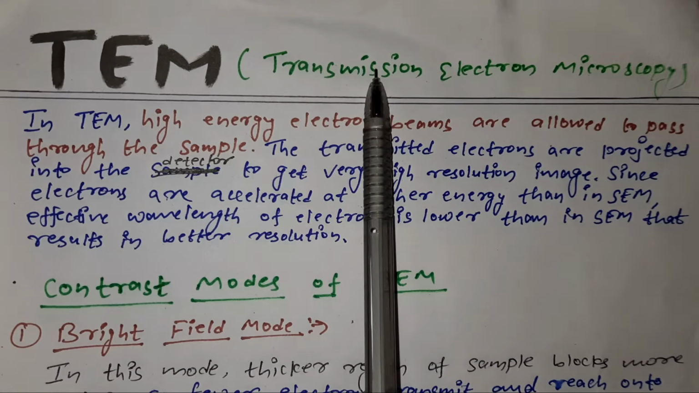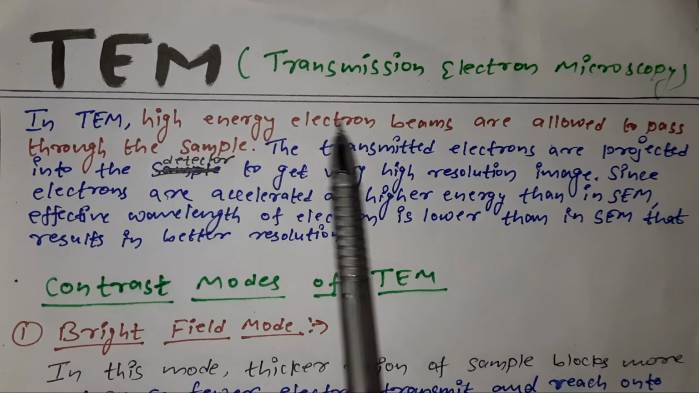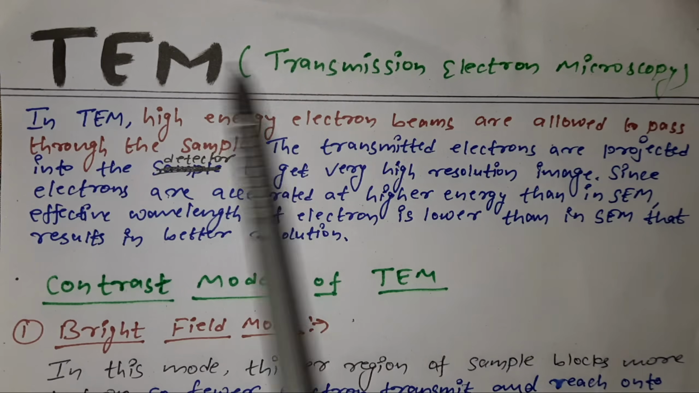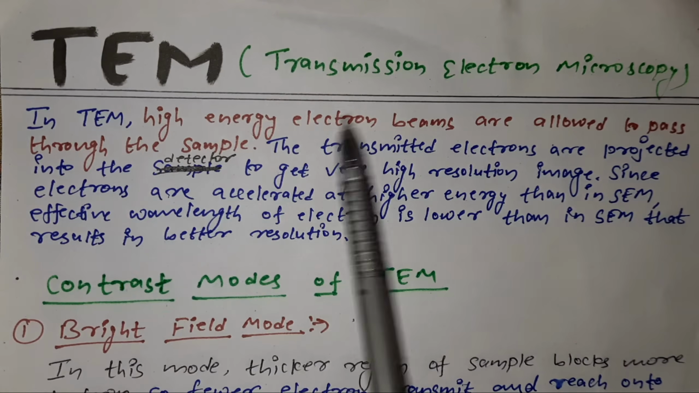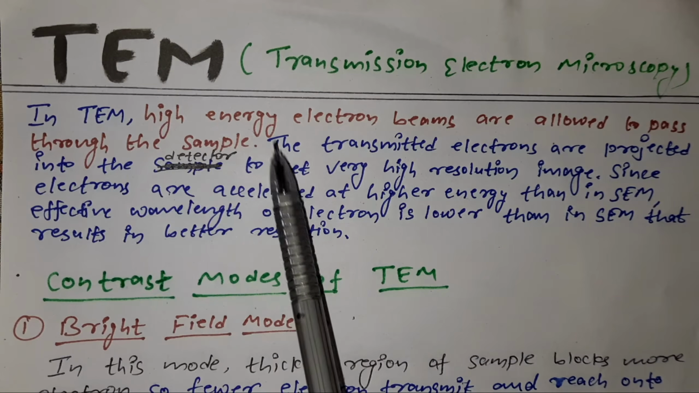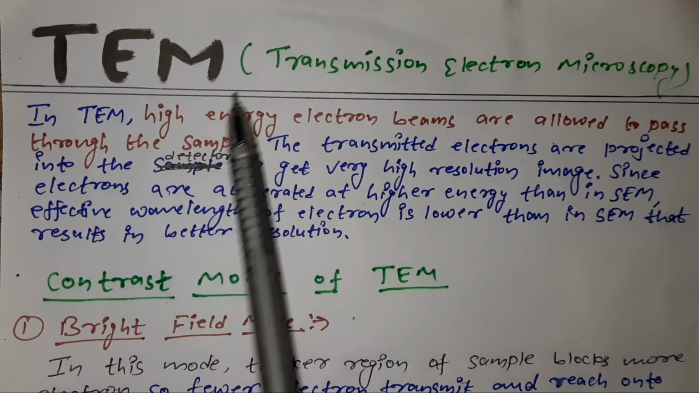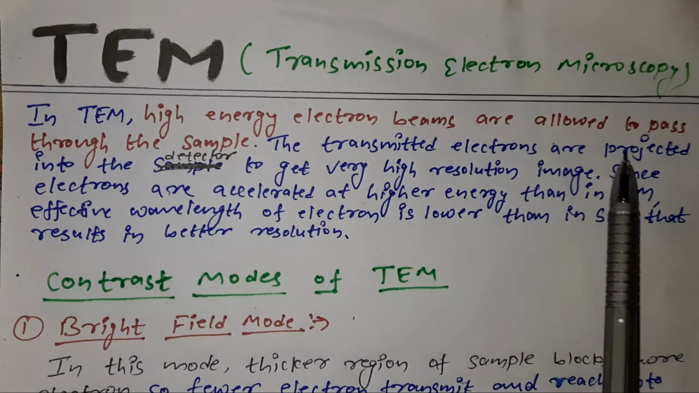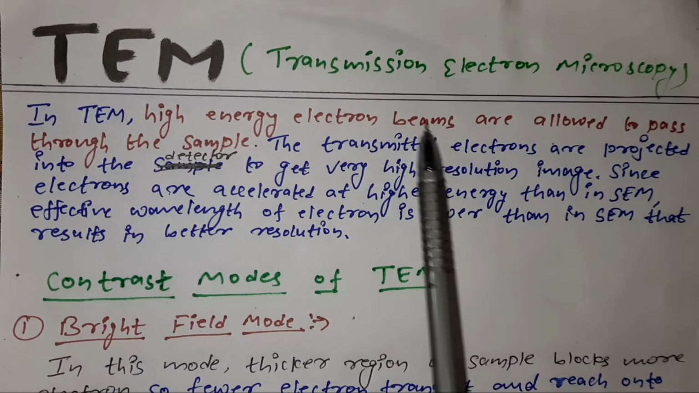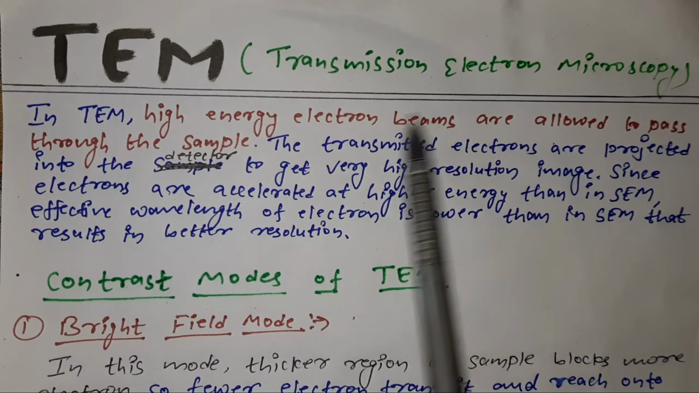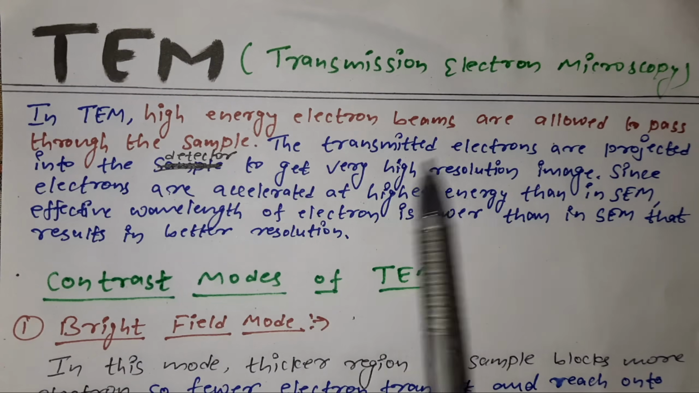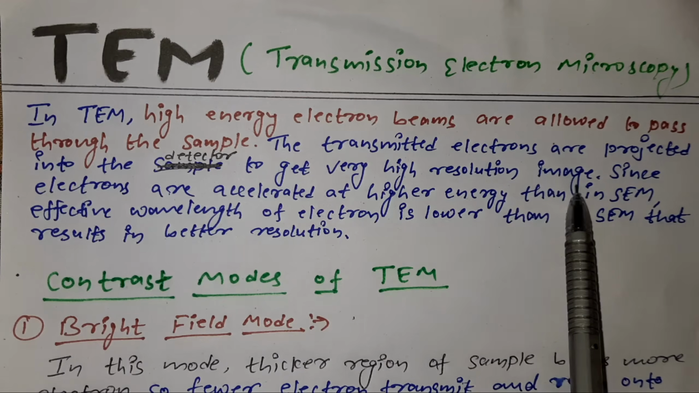In TEM, transmission electron microscopy, high energy electron beams are allowed to pass through the sample. This is the basic idea for TEM. In it, high energy electron beams are allowed to pass through or refract through the sample. The transmitted electrons are projected into the detector to get a very high resolution image. The transmitted or refracted electrons are projected on the detector and analyzed so that we can get a very high resolution image.